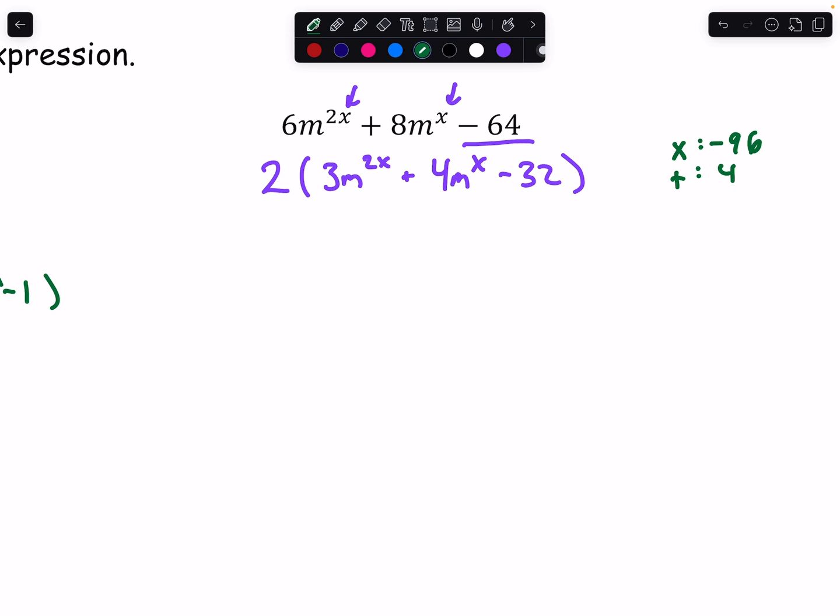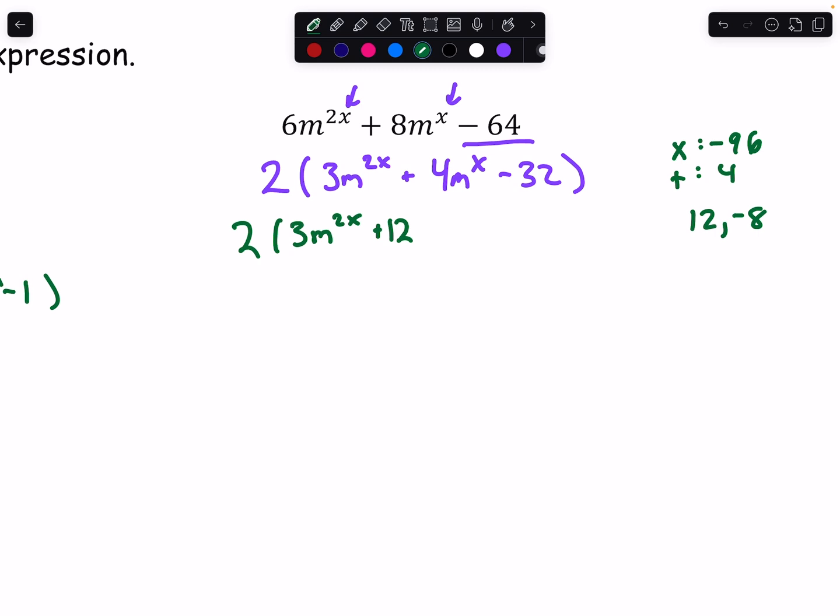Try a bunch of numbers out. Try 2, that's not going to work, and it's not going to add to 4. I think we can use 12 and negative 8. So keep that GCF out there. We now have 3m to the 2x. Now we can put the negative 8 first, or we can put the 12 first. I'm just going to put the 12 first. So it'll be plus 12.